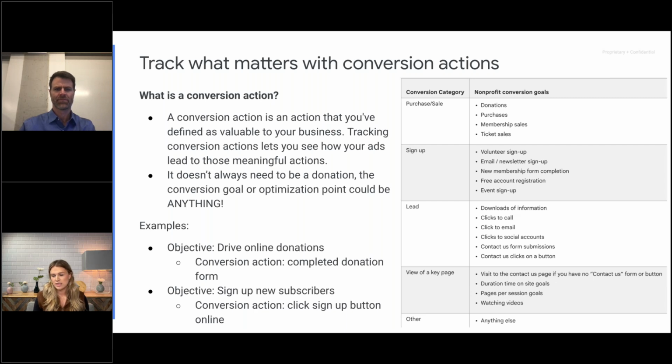And this is just a list here on the side of what it could be, but it really could be anything. So for this entire example, I've used donations because I thought that would be most relevant to the larger group. So if you think about it, the objective would be to drive online donations, and then maybe the action that you're really interested in is, did they arrive at the thank you page? Did they complete the donation form? That's where it really shows, yes, they did the action that I wanted them to take.